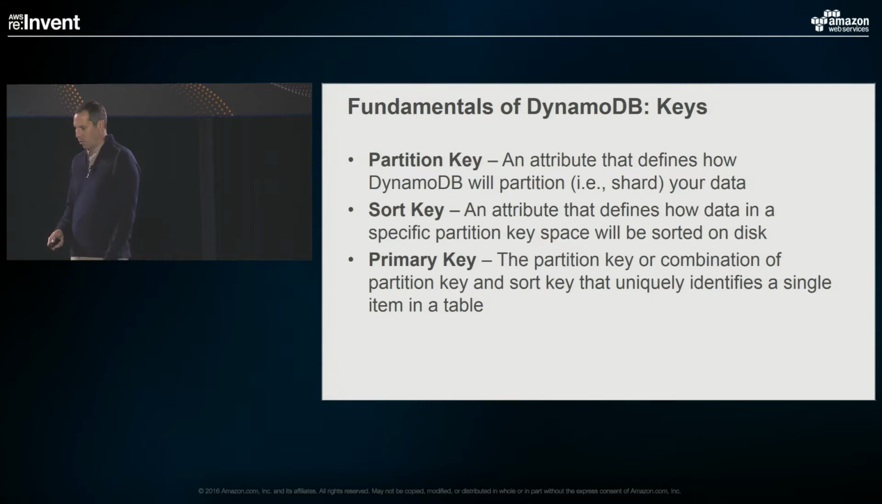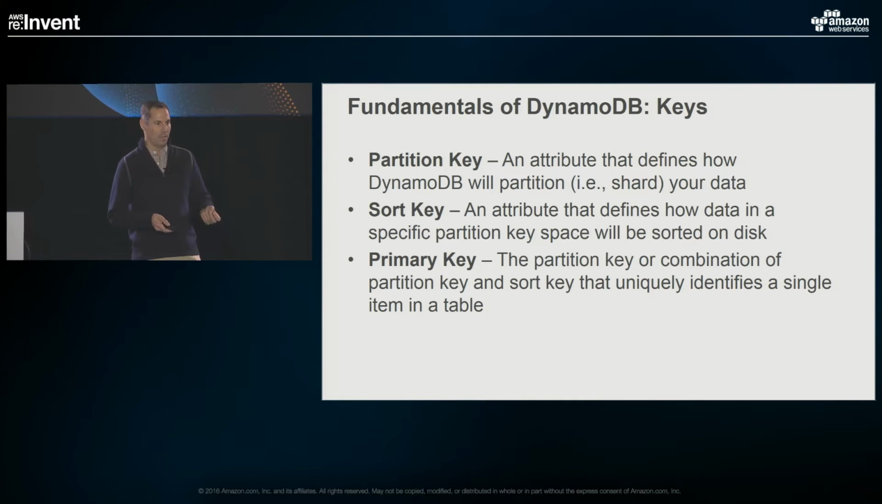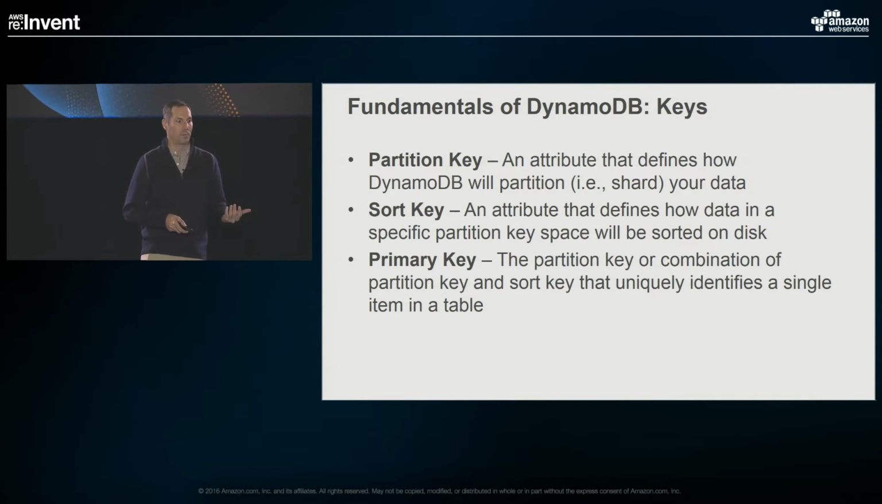And then we use the term primary key to define just what uniquely identifies the item in the table. So in the case of a table that just has a partition key, the partition key is also the primary key. What that means is that every item in the table is going to be uniquely identified by its partition key. If you have the partition key and sort key combination on a table, then it's the combination of those two values that uniquely identify the item. So that would be the primary key.